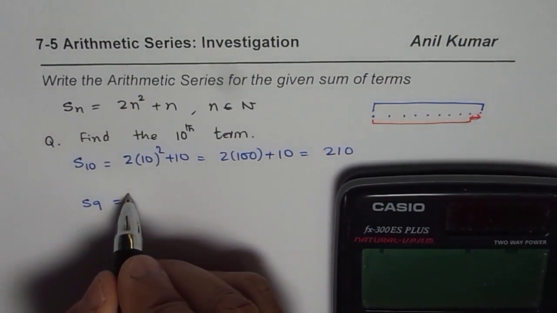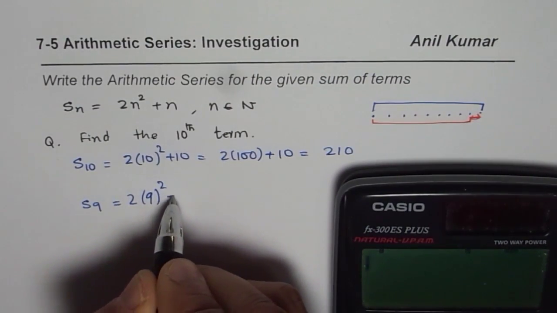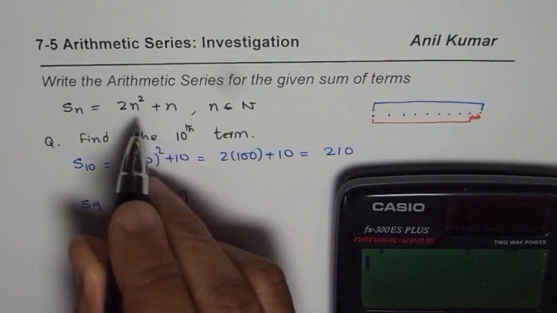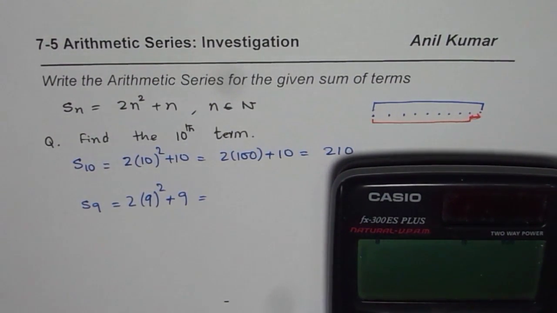So now the sum of 9 terms: 2 times 9 square plus 9. N is 9 now, so substitute 9 in your formula. This time we'll use the calculator. We say 2, within brackets 9, bracket close, as it is written, plus 9 equals 171.